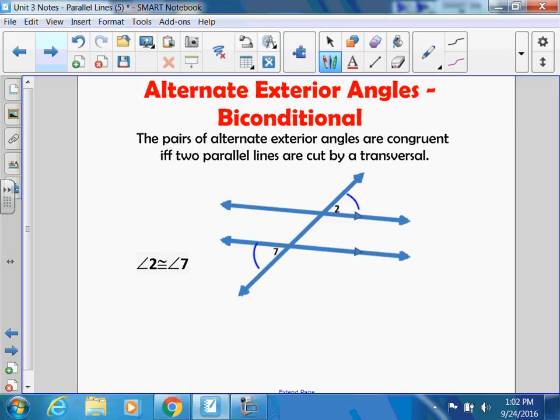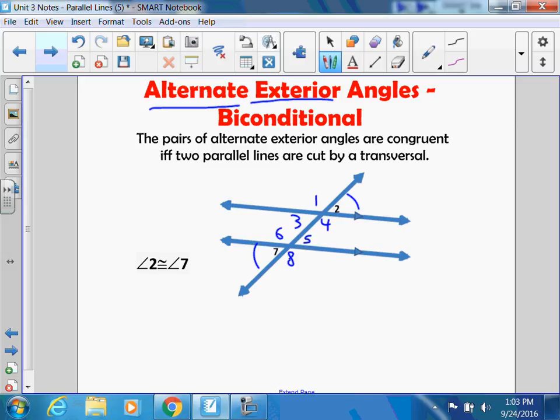Now, angle 2 and angle 7 are congruent to each other, but I'm going to fill this in. I'm going to put 1, 3, 4 here. I have 7, I'm going to put 6 here. I'm going to put 5 here and 8 here. Okay, so I told you those lines are parallel. So 7 and 2 are congruent because they're alternate exterior angles. 1 and 8 are congruent because they are alternate exterior angles. 4 and 6 are congruent because they are alternate interior angles. 3 and 5 are congruent because they're alternate interior angles.